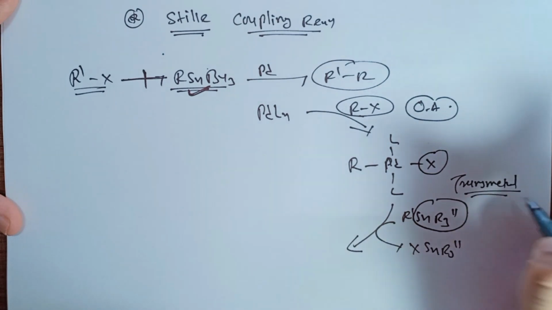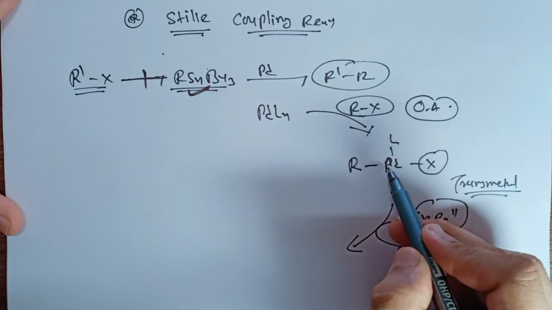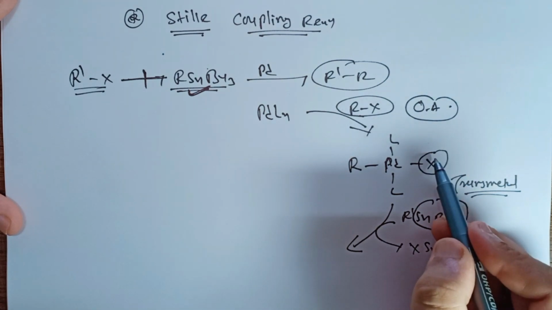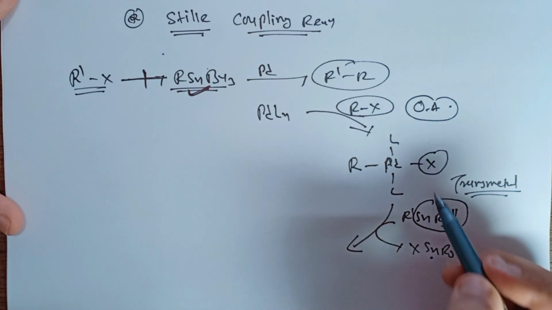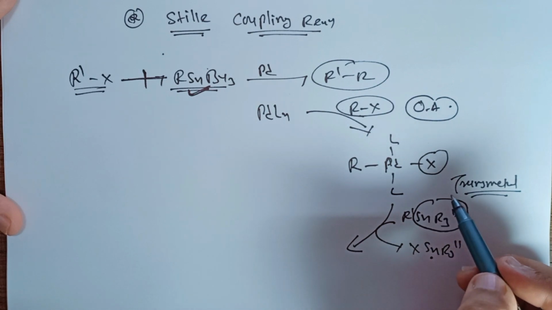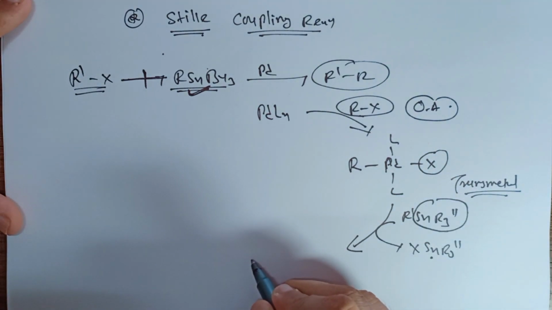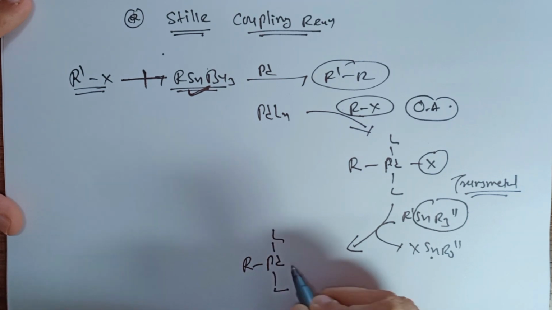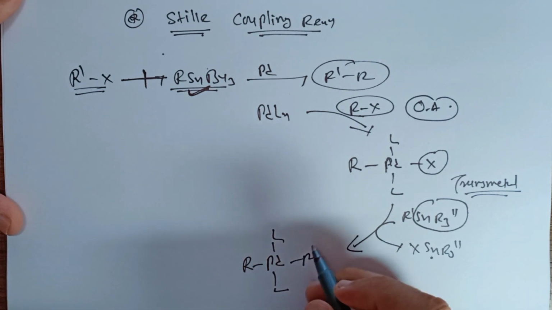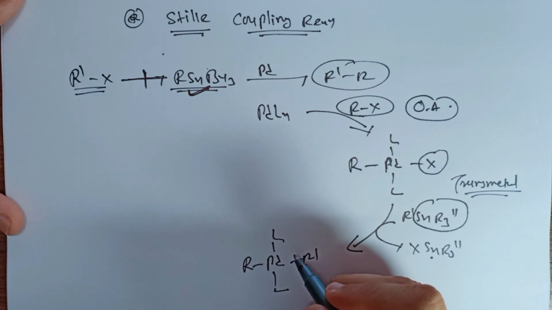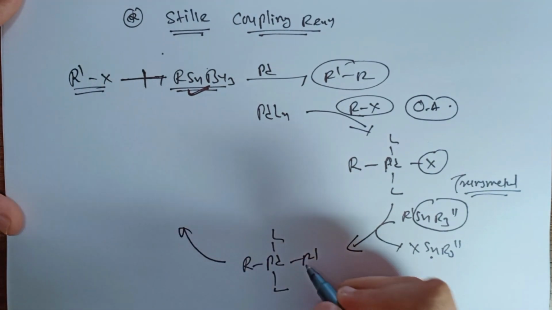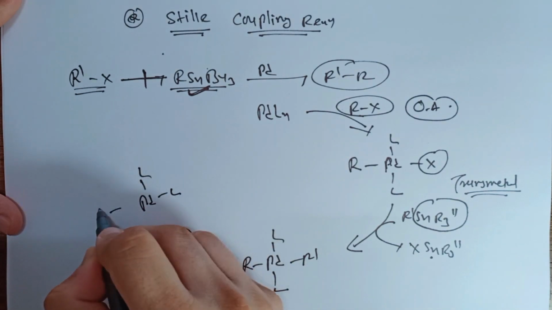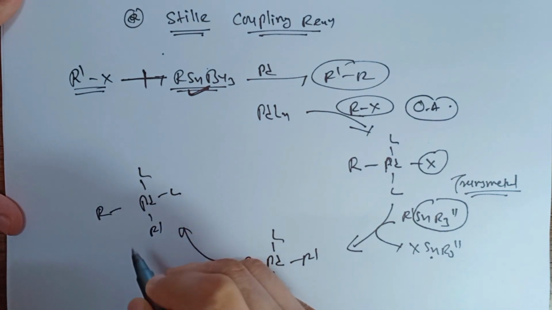So as you know that this X group, first it is attached with the palladium, now it is attached with the tin. So by the replacement of the tin to the palladium, that is palladium to the tin, that is known as a transmetallation reaction. So now here we can have a R group over here, palladium, L and R dash group over here. Okay, so now this is our trans isomer, so we can convert into the cis. So here we are having a palladium, ligand, R group over here, R dash group over here.